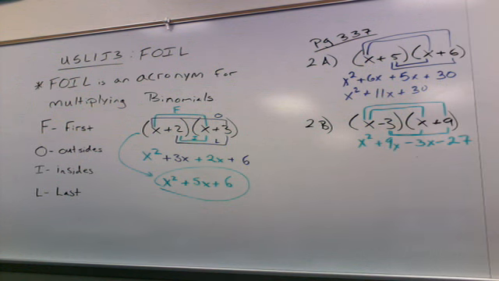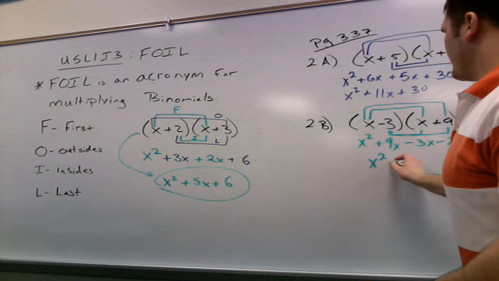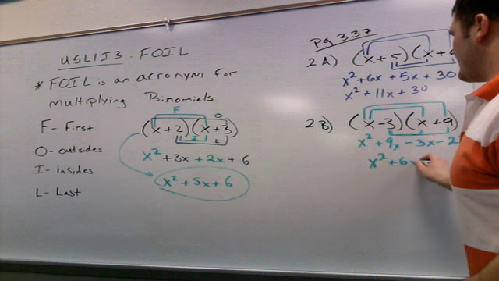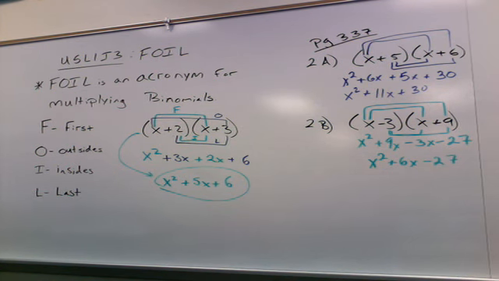So we get this, right? Now, which ones are like terms? Okay, 9x and negative 3x. What's 9 minus 3? 6. So we end up with a positive 6x minus 27. There's our answer. Does that make sense? Are there any questions? No? Okay.